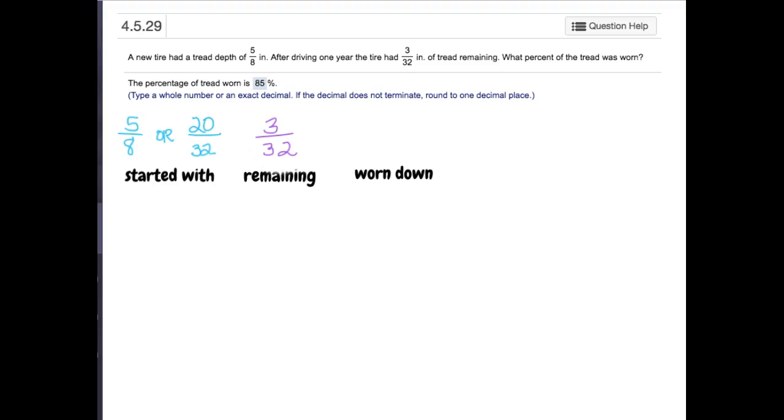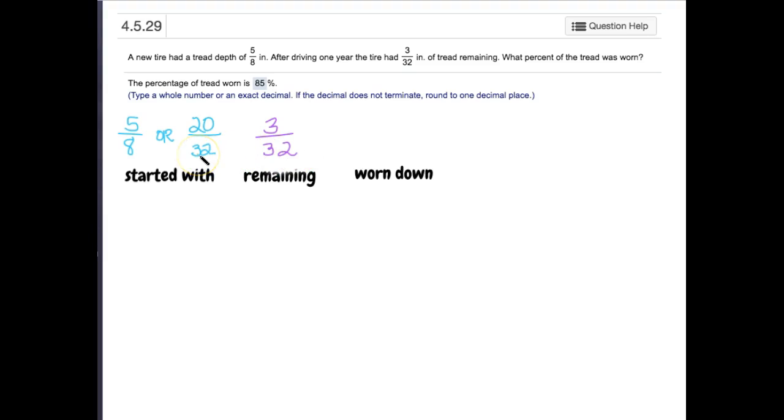So how do we figure that out? Well, I think this problem is a little tricky because they're giving you the amount that's remaining and you want to figure out what's worn. So just keep in mind what you're looking for. So we started with 5/8 of an inch right here. And we want to think of that in 32nds just because they give us the amount of the tire that's remaining, and that's also in 32nds.